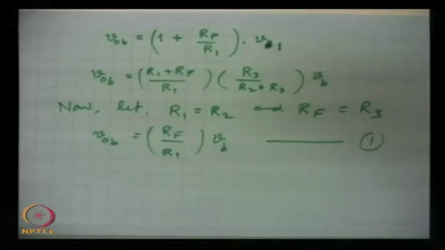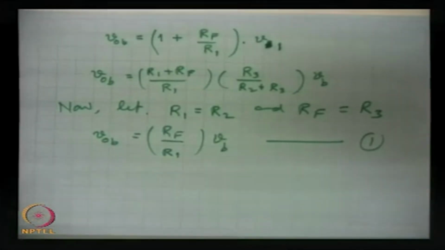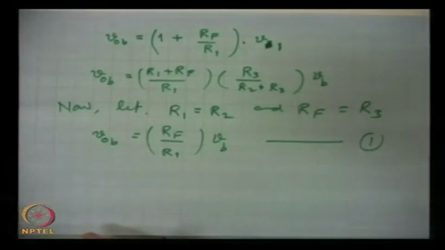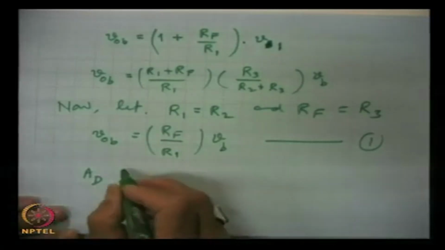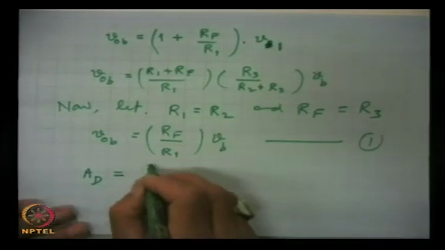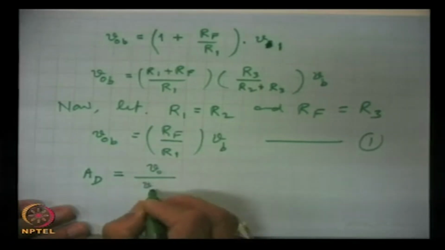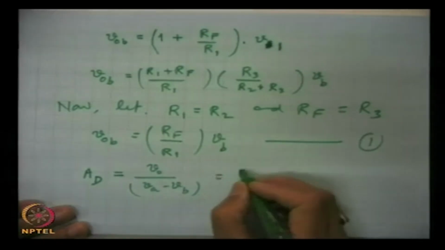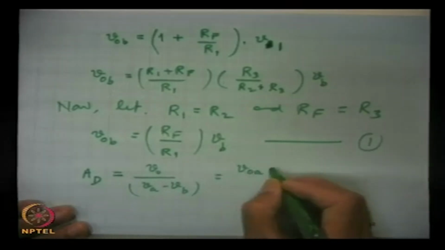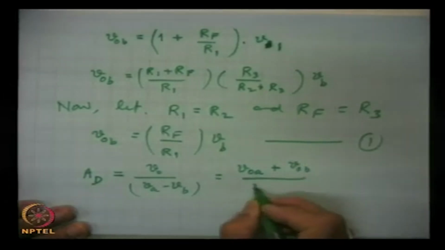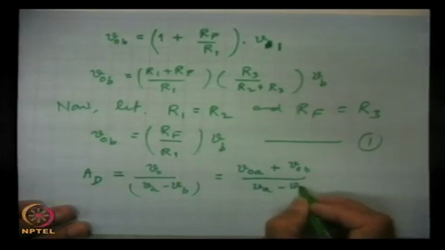Now we apply the superposition theorem, and then the differential gain AD is equal to V0 by VA minus VB, and this is VOA plus VOB by VA minus VB.